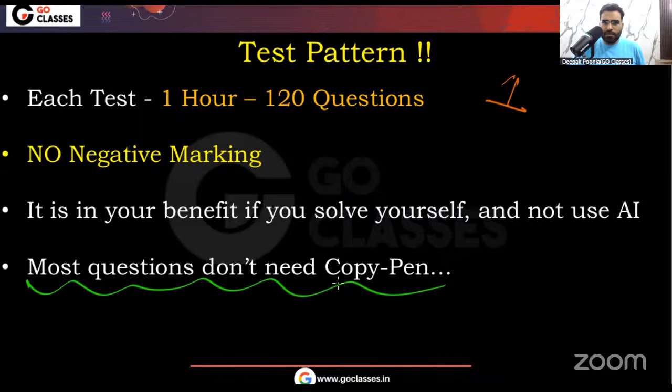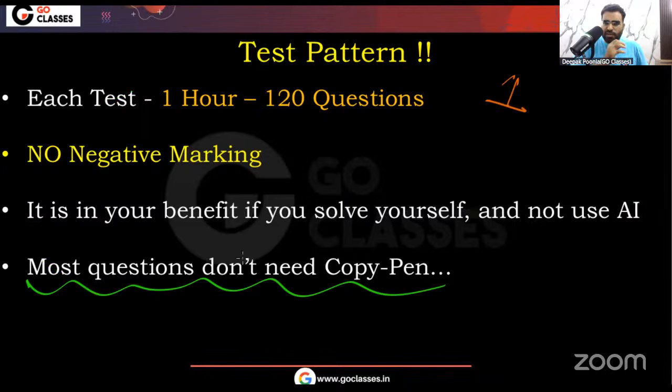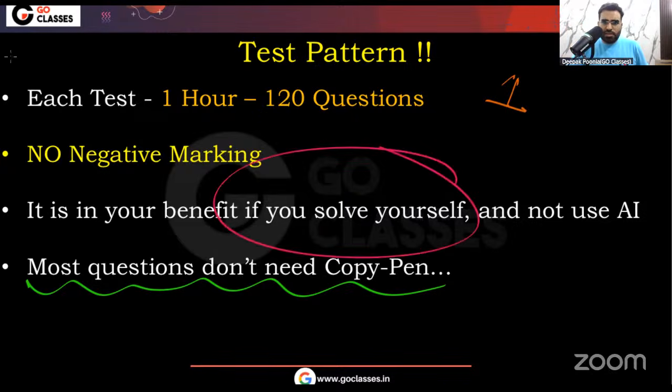I hope you are getting my point. These measures we are taking because we want to make sure that the genuine student gets benefited over the student who is using AI. Okay, so please understand, if you are a genuine student who has studied, if you have covered the syllabus, if you have studied linear algebra, combinatorics, okay, then please solve the questions yourself.